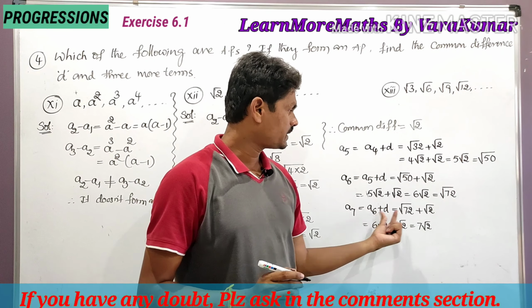So here these two are not equal, student. A2 minus a1 is not equal to a3 minus a2. Therefore, it doesn't form an AP. If it formed an AP, you would have to find the next three more terms, but it doesn't form an AP. So student, these are the 13 bits in the 4th problem. Now we have completed exercise 6.1.